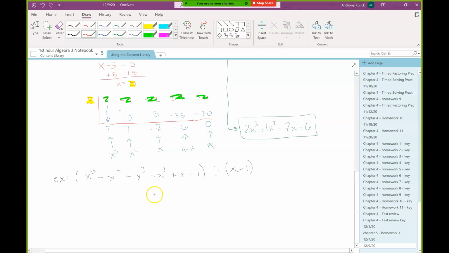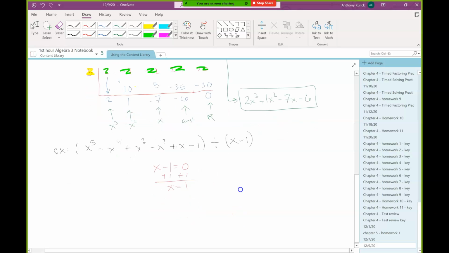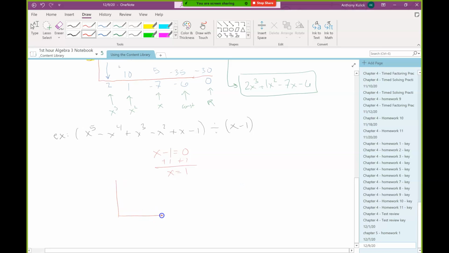So the first thing we do, we take our divisor, set it equal to 0, and solve. Because that's going to tell us the number that's going to go on the outside of our synthetic substitution setup. And we're going to take our coefficients and put them in. So I have 1x to the 5th, negative 1x to the 4th, etc.